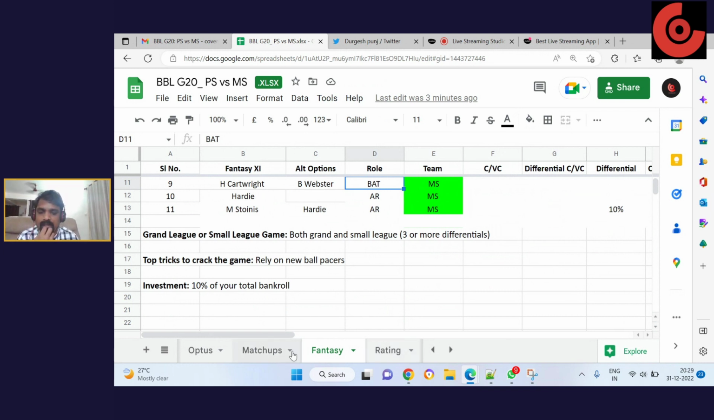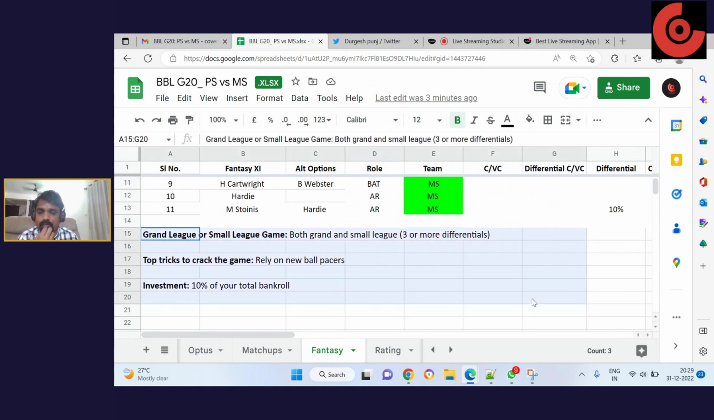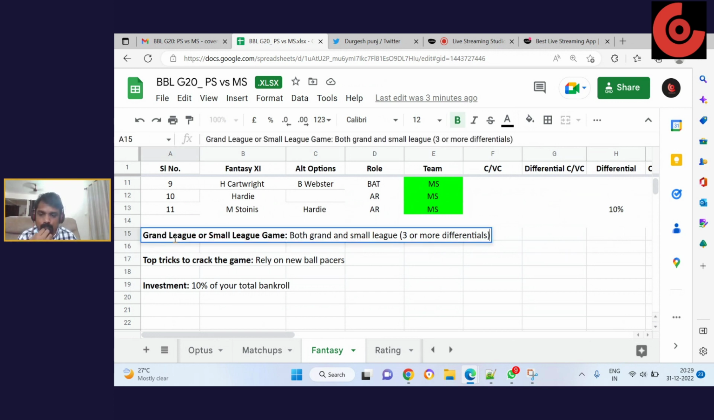And what else is left? Okay, I'll conclude with this. What we mean by grand league or small league is something that we have. The market goes out for every game. So when we say both grand league and small league, what we basically mean is play both grand and small leagues on the day. And in small leagues you could also invest high. For example, you could play five or six different small leagues.